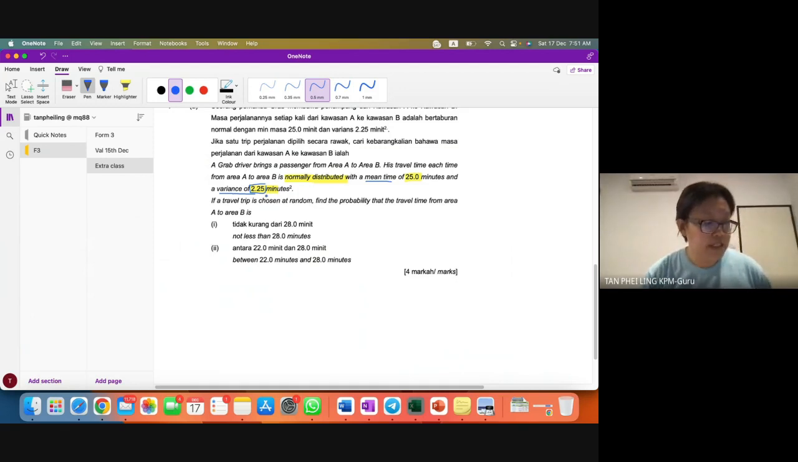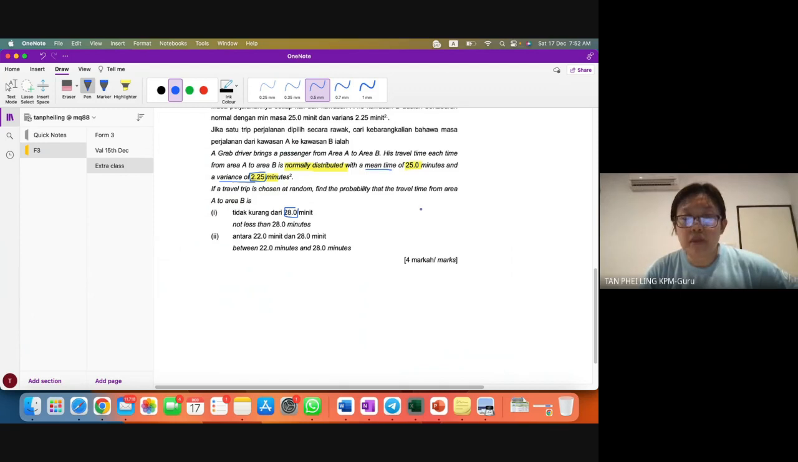So first thing first, you need to know that the 28 here is our event. What is our event? A travel trip is chosen at random. They want us to find the probability that the travel time from area A to B. Okay, travel time from area A to B. So we'll start by having the probability. This 28 for us is our X. Remember, it is our event first.